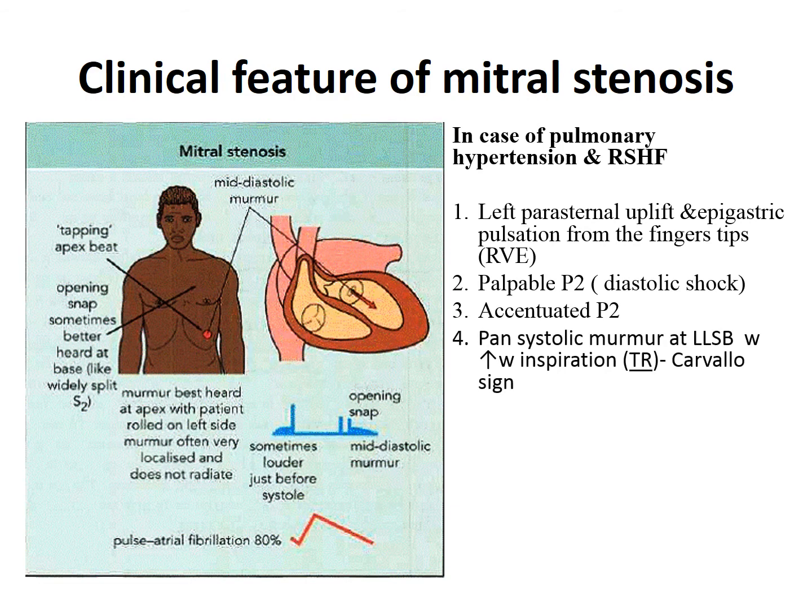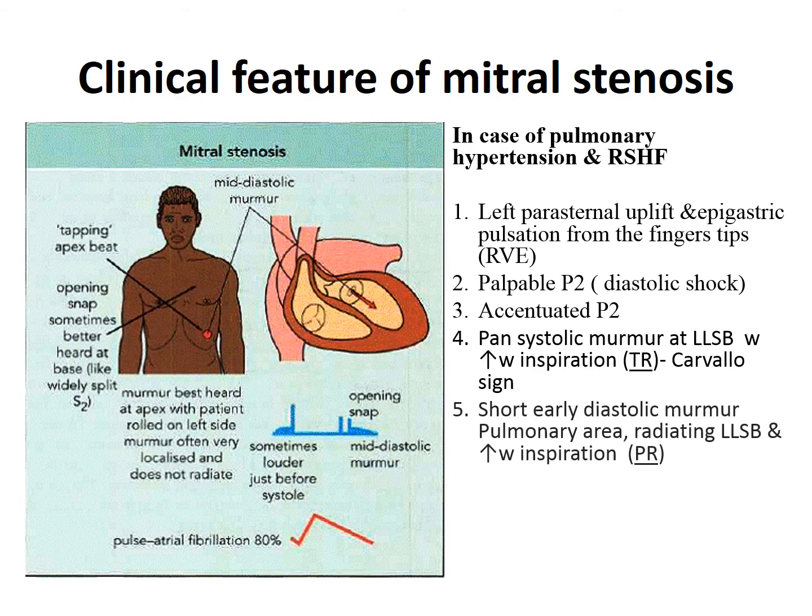A pansystolic murmur, which increases by inspiration, may be heard at the left lower sternal border or the tricuspid area. A short early diastolic murmur of pulmonary regurgitation may be heard over the pulmonary area and may radiate to the left lower sternal border and increases with inspiration.